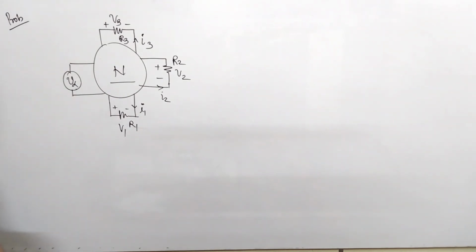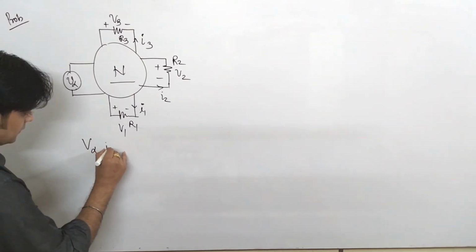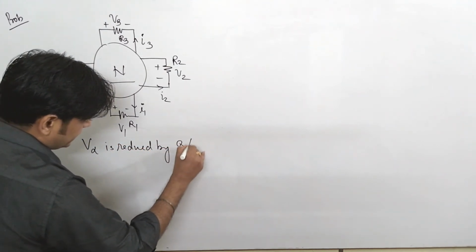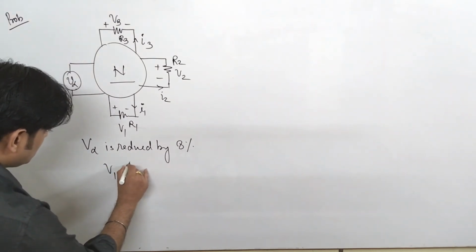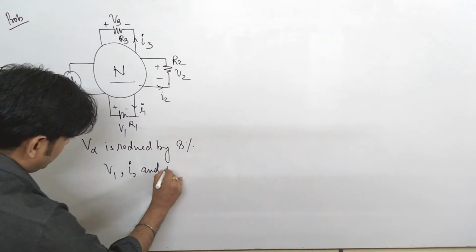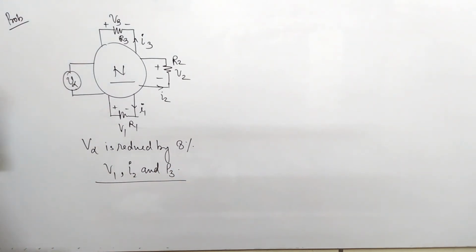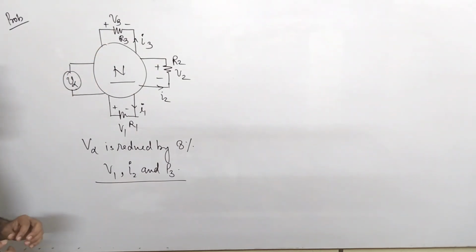This is again a type of question in which it is given that V alpha is reduced by 8%. So you have to find the value of V1, I2 and P3. Now please see this question. Again this network N is a linear passive bilateral network.